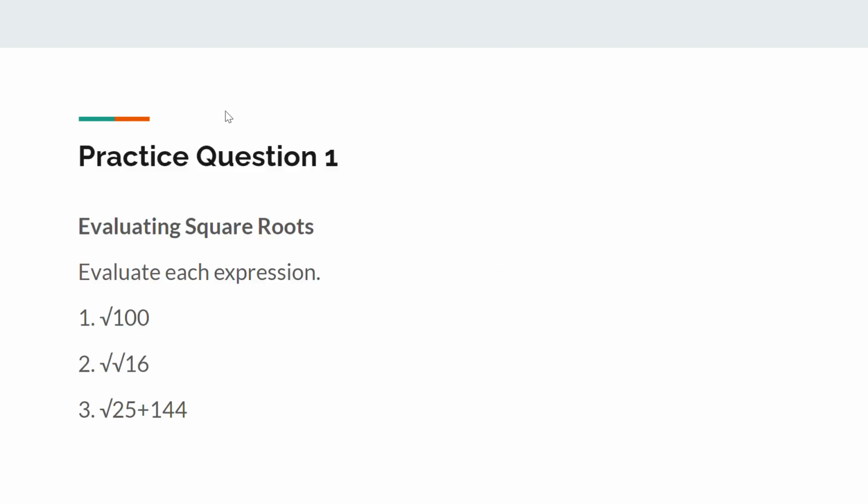So let's do some practice questions. First one, evaluating square roots. Evaluate each expression. I'll give you guys 30 seconds to work on these, starting from now.